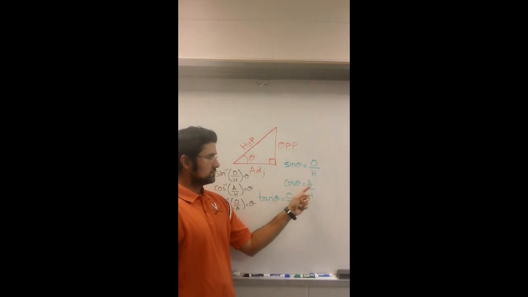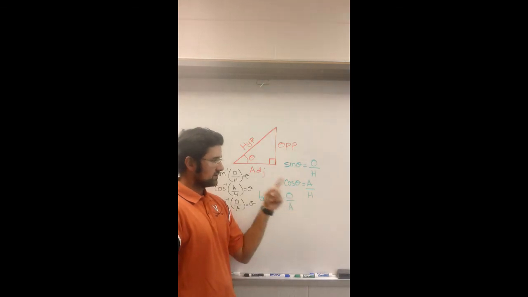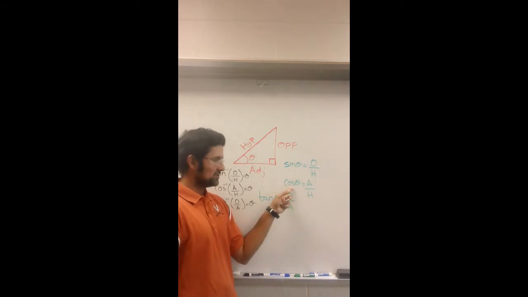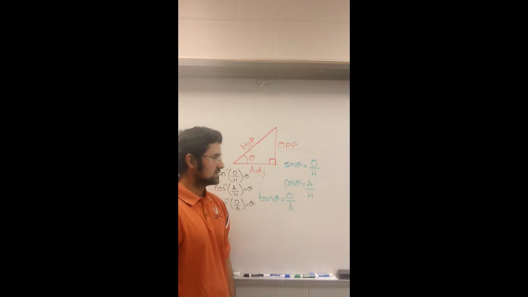You should also be comfortable with cosine theta. Cosine theta equals adjacent over hypotenuse. So once again, if I give you an angle that's 30 degrees, and you know the hypotenuse, and I'm asking you to find the adjacent side, well, you take cosine of 30 degrees, and then you're going to multiply it with the hypotenuse.